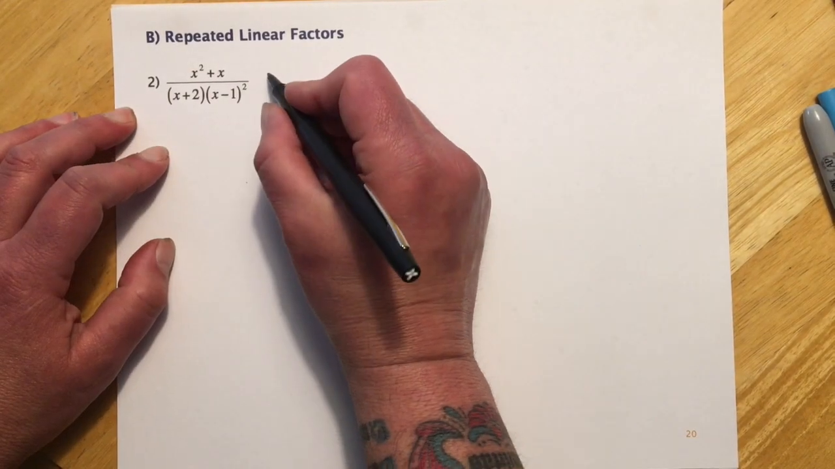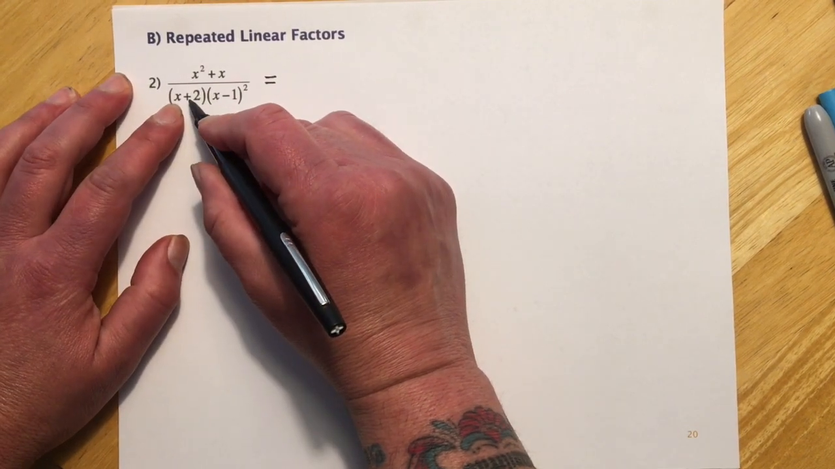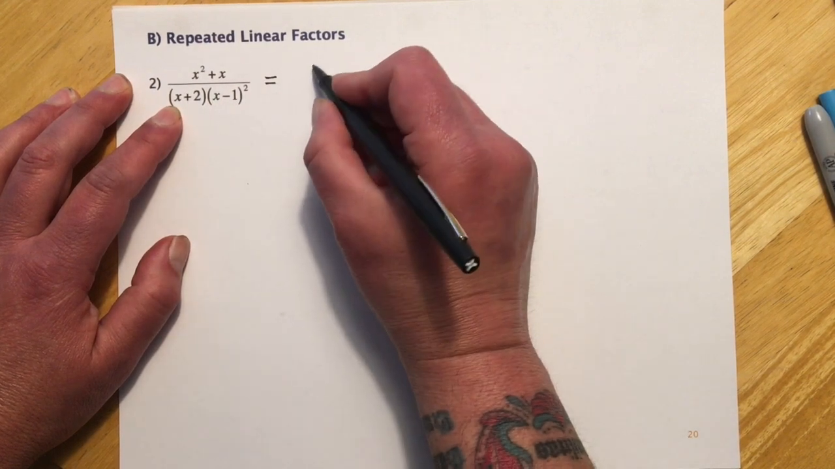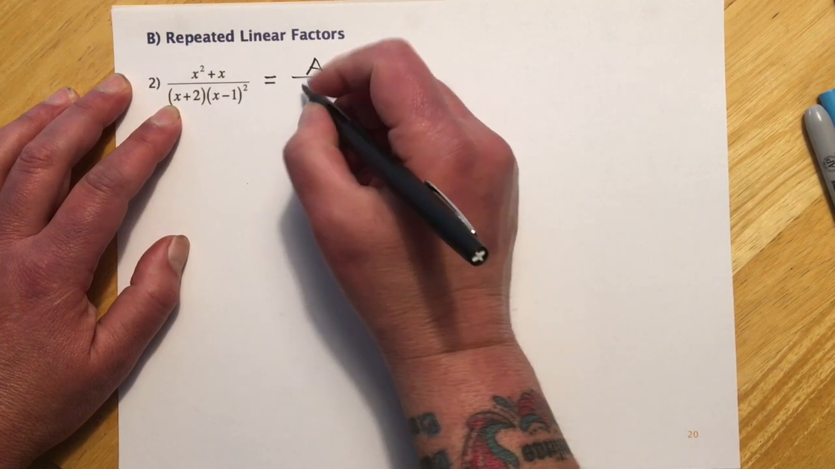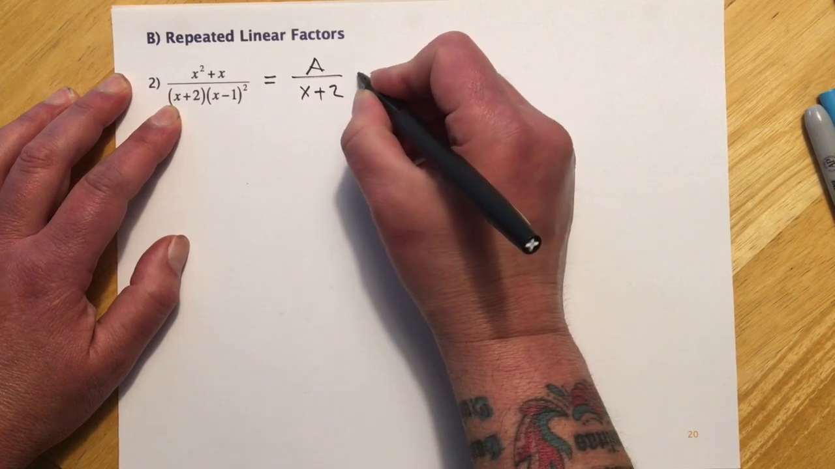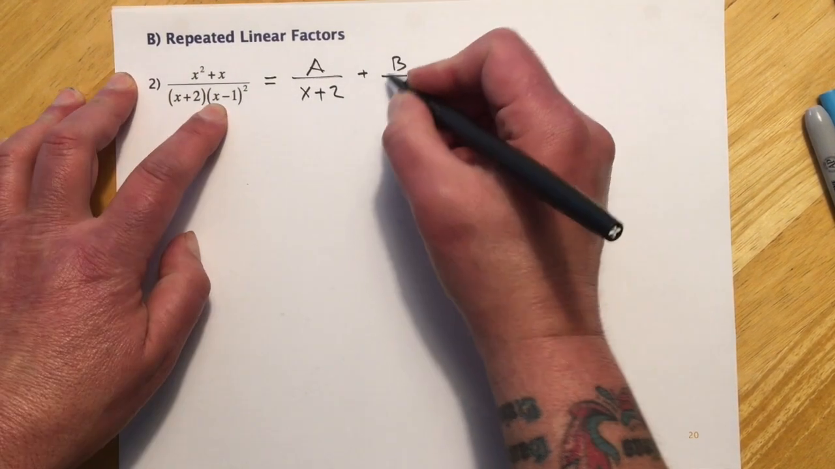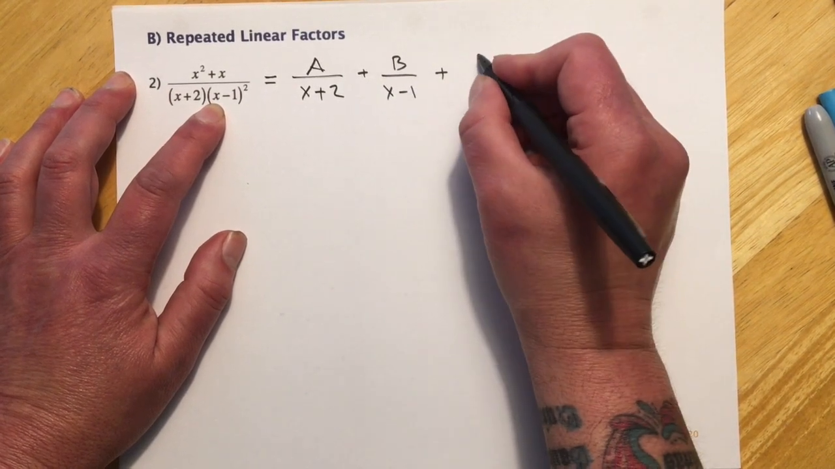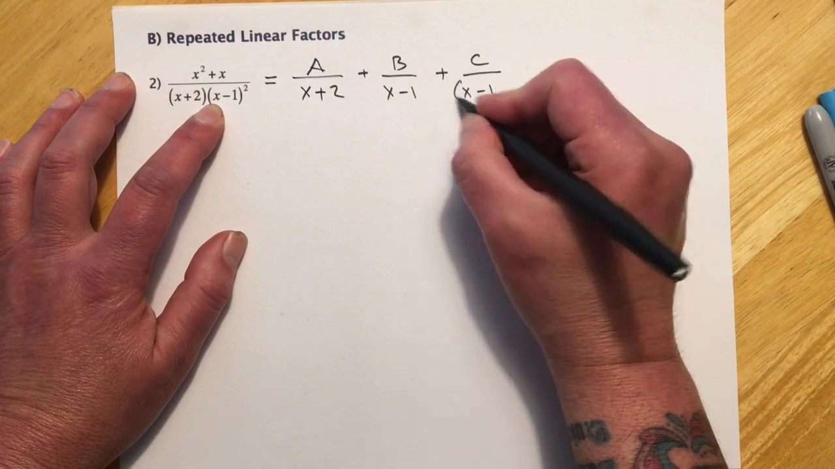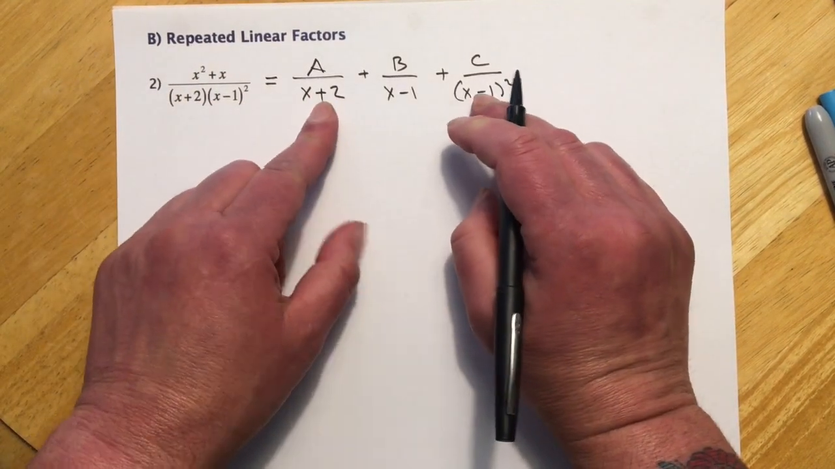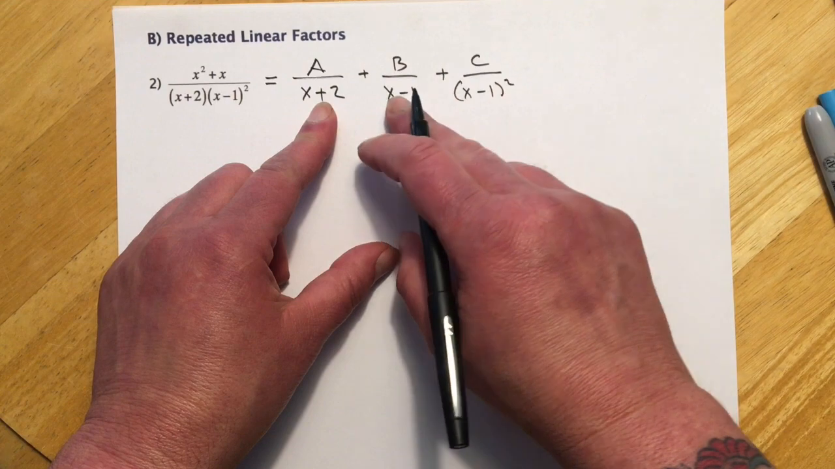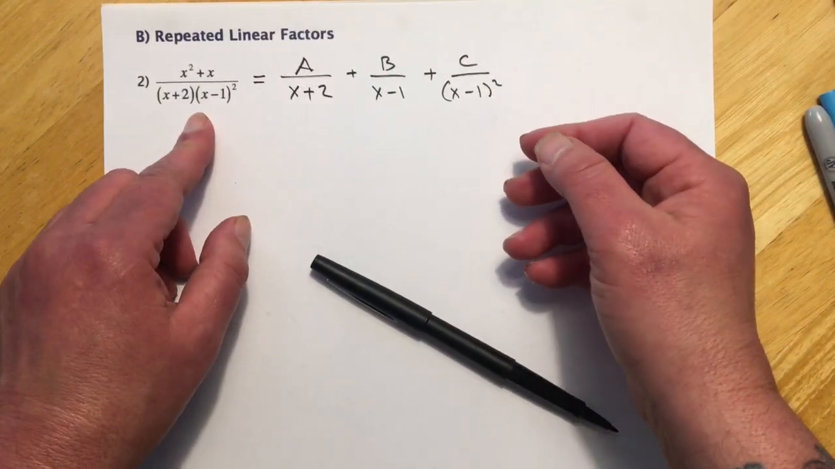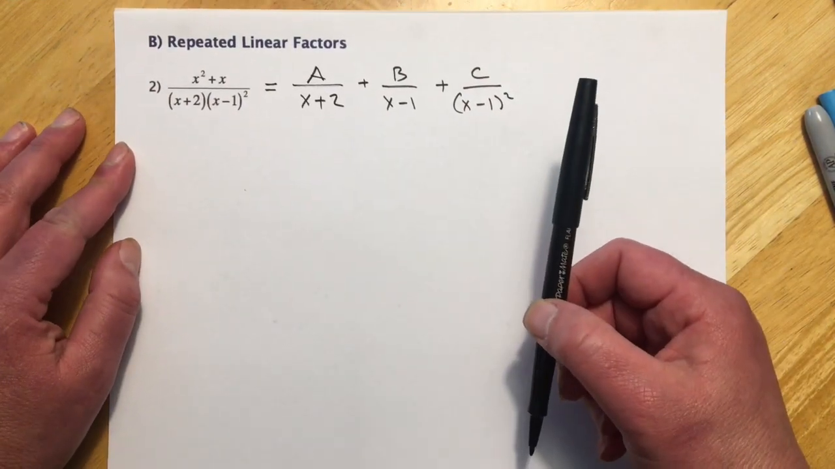Okay, so we have this one. I have two linear factors; this one repeats and this one doesn't. For my first one, I'm just going to have A over x plus 2. Then I need B over a single x minus 1, because that could be there. Maybe it isn't, maybe it is. And then C over x minus 1 squared. I know I have these two for sure, but this one is iffy, because if I didn't have it, that's still the LCD, and if I do have it, it's still the LCD. So I have to allow for the possibility.